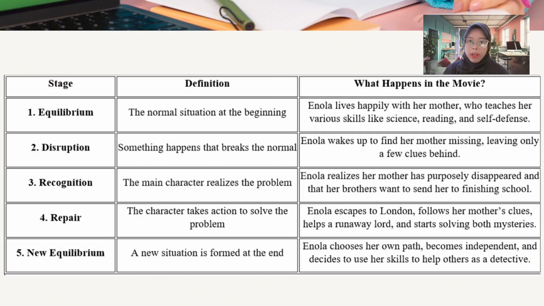On the next slide, I've provided some examples based on Todorov's theory and the Enola Holmes movie. For example, I will read one stage here, still from equilibrium. In the movie, Enola lives happily with her mother, who teaches her various skills like science, reading, and self-defense. For the rest, you can see number 2, disruption, recognition, repair, and the new equilibrium.